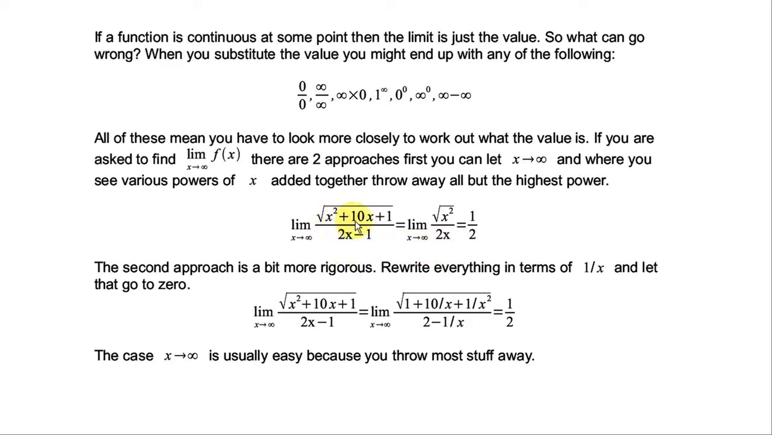And you've got x squared, and that's going to dominate everything. So the plus 10x plus 1 is going to be negligible in comparison when x gets big, so you can just throw that lot away and you get that.